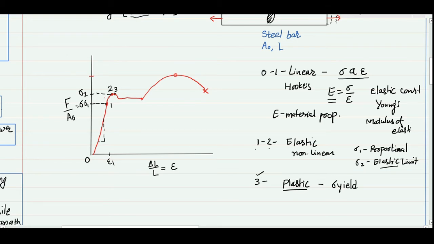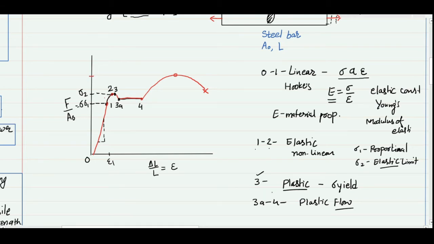Beyond 3 there is an abrupt change in the length, meaning you are not increasing the load but there is an increase in the length, like there is a flow. This portion from 3, let's make this another point 3a, and this is 4. From 3a to 4 there is a kind of plastic flow. And why do I say flow? Because it is like a liquid: we are not increasing the load, and for a given loading the material is changing its length. So we call the 3 to 4 region the plastic flow region.